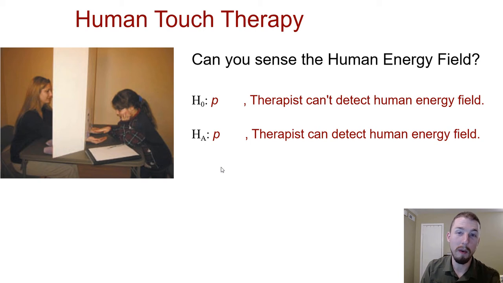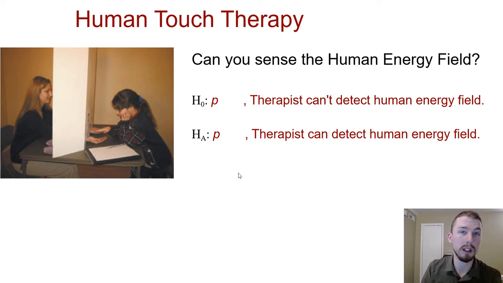All right, so our null hypothesis is that she can't detect the human energy field. So it's innocent until proven guilty. It's a fair coin until we can prove that it's not, right? It's no better than just random chance of 50-50 until we can prove it. The burden is on her to be able to prove that she actually can sense the human energy field.